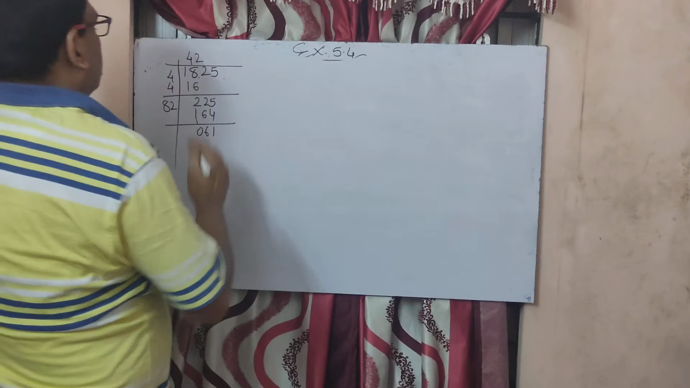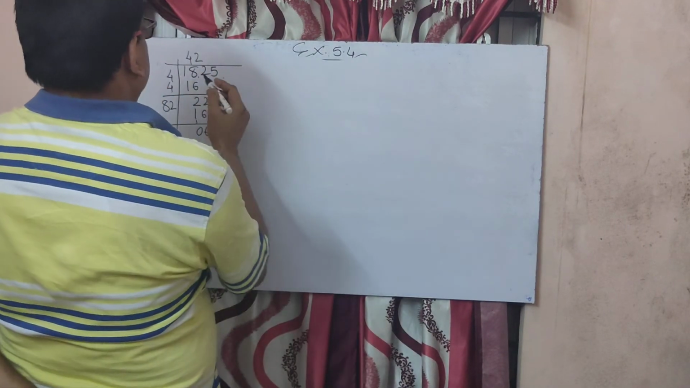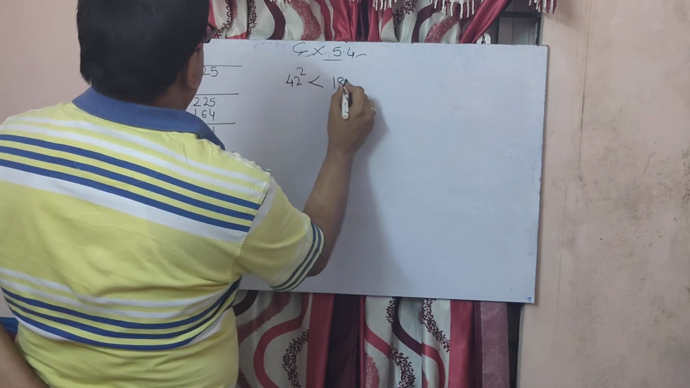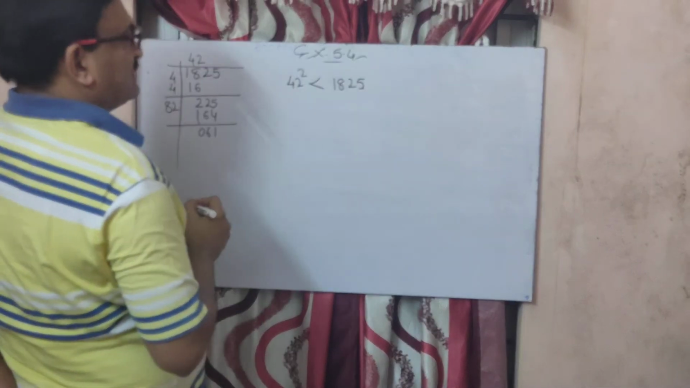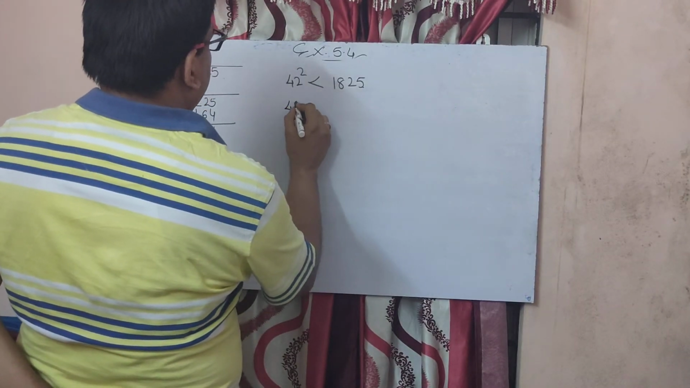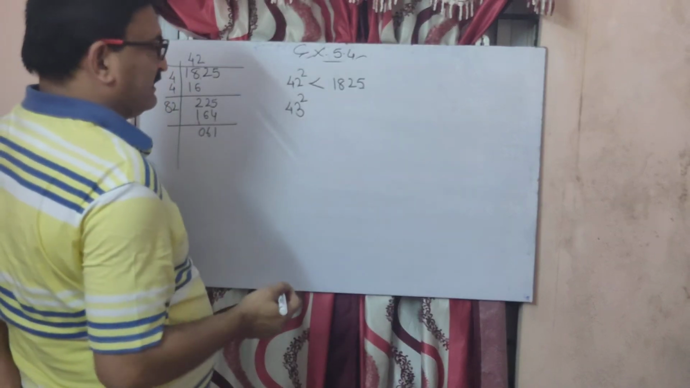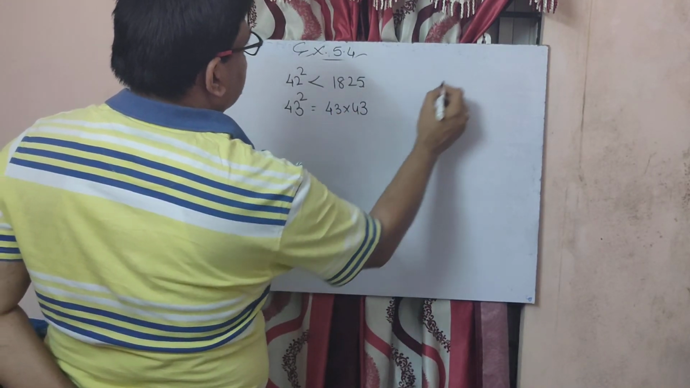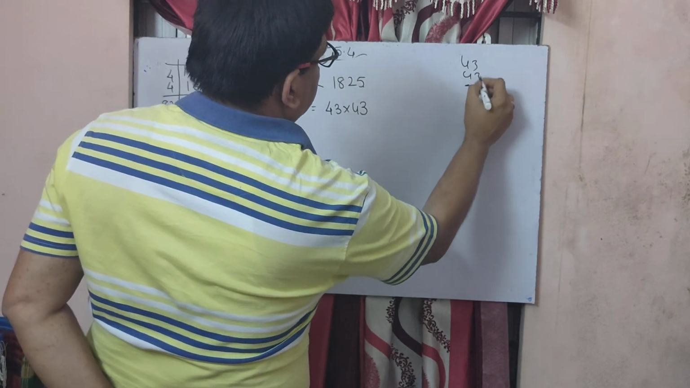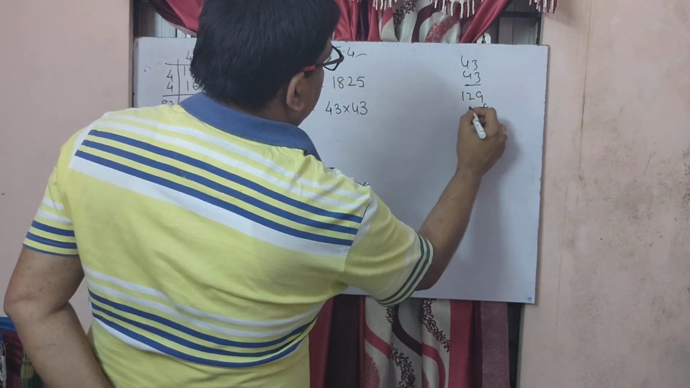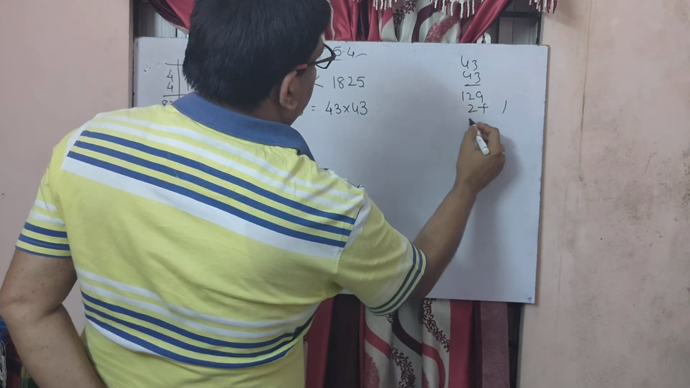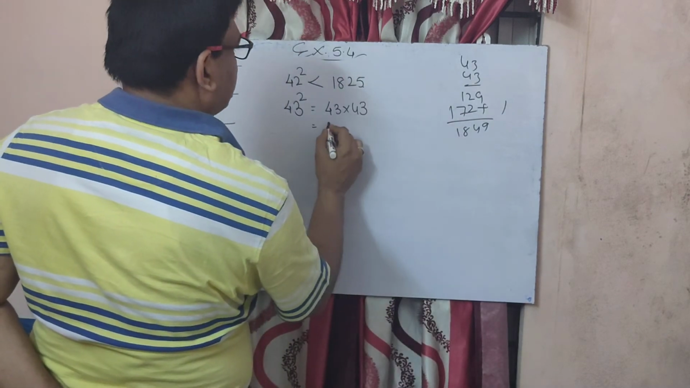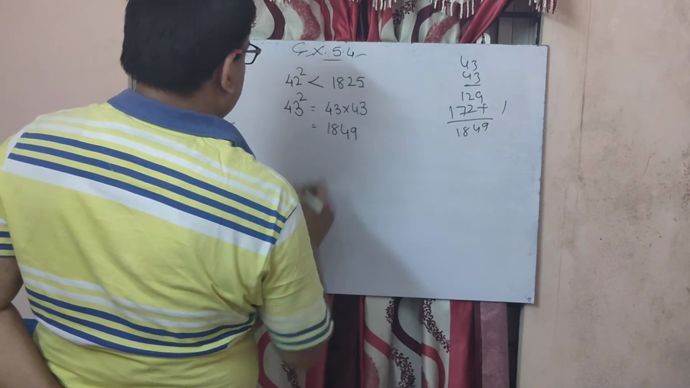Now we know 42 square is less than 1825. Therefore 43 square, the next number. How much is 43 square? That is 43 into 43. 3 3s are 9, 3 4s are 12. 4 3s are 12, 1, 4 4s are 16 and 17. 9 4 8 1. That is 1849.